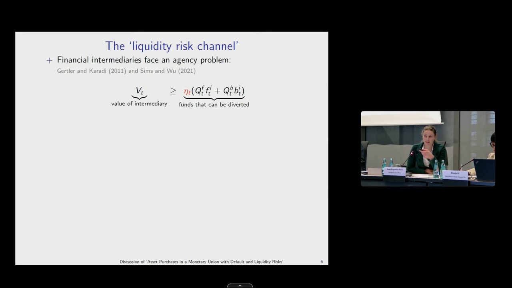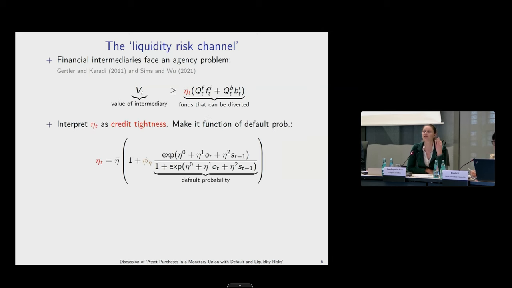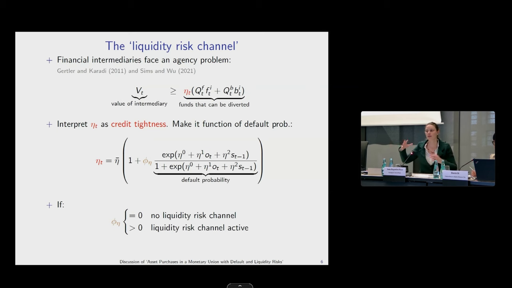And what is important is this eta, this share that can be thought of as credit tightness. And what is important for the amplification channel is that this eta is going to be a function of the default probability. So this is what connects sovereign risk to credit market tightness. In particular, if this parameter phi is zero, there is no amplification effect coming. So the default risk is not going to make financial markets tighter. But if this channel is at play, then an increase in the default probability is going to tighten the constraint that the financial intermediaries face. All right, then this liquidity risk channel amplifies sovereign default risk a la Bocola 2016.